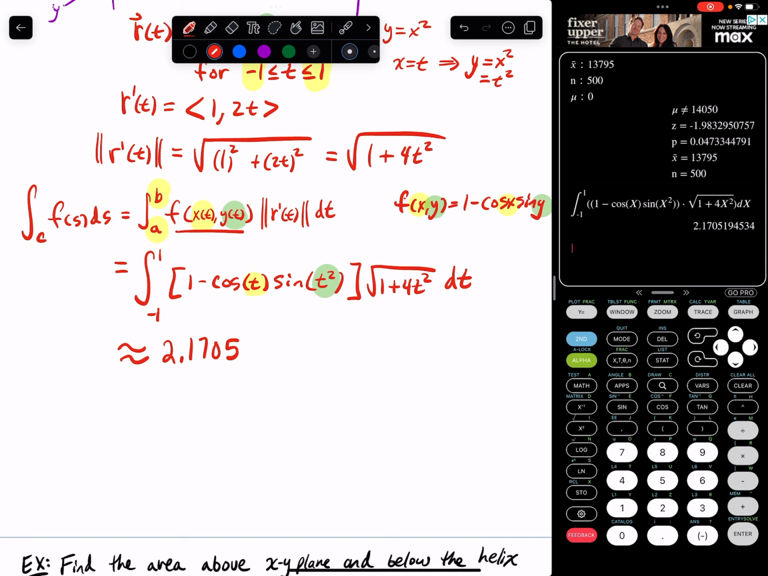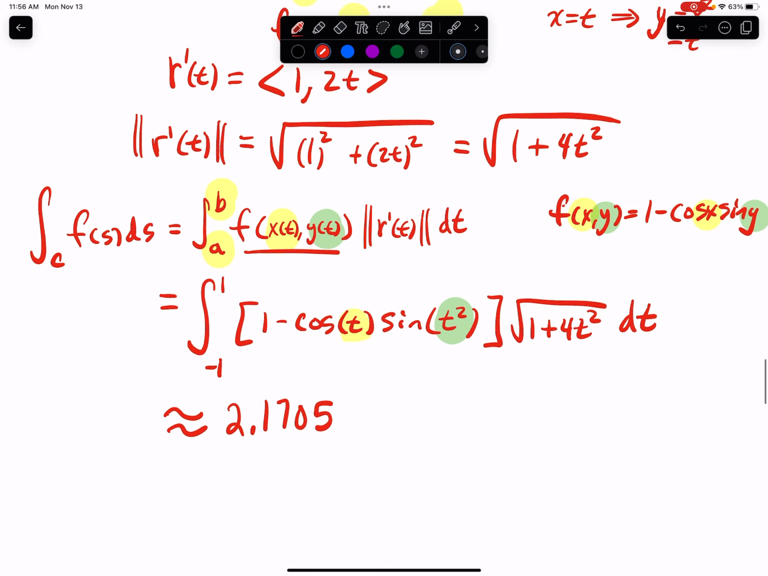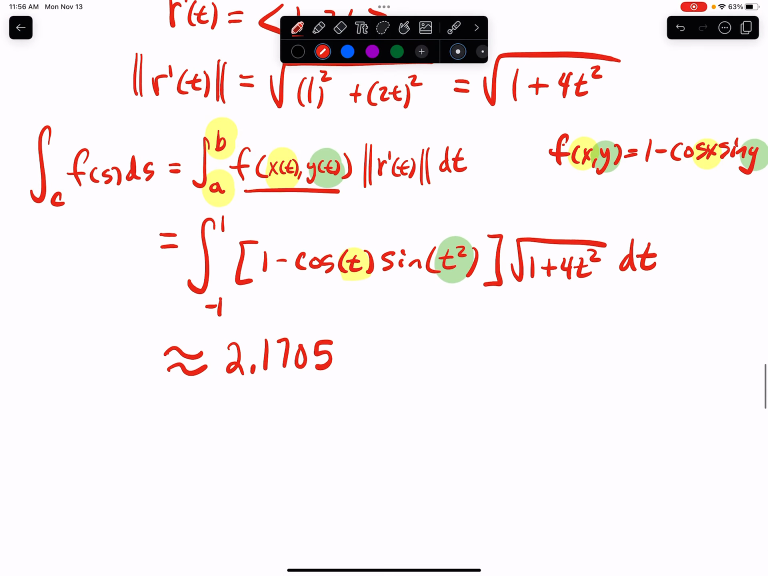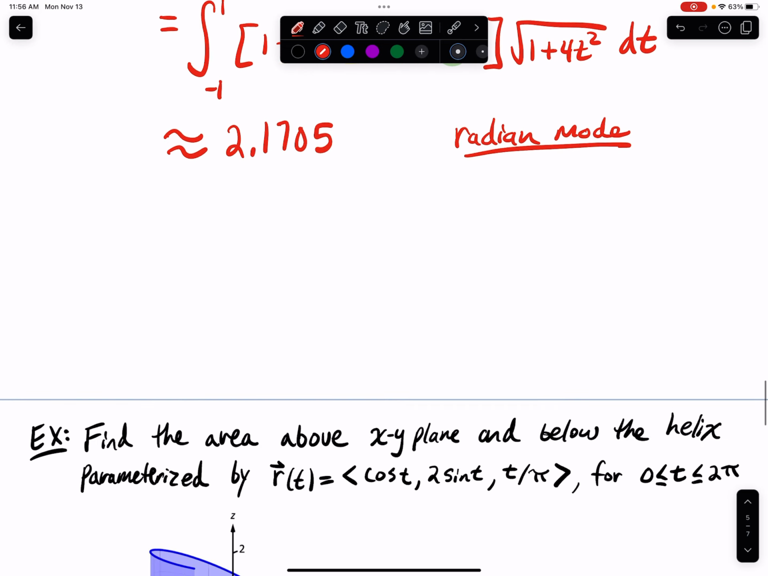And my calculator, if I did it right, got 2.1705. All right, and so that's what I got. So you ought to try it. Make sure you can do it in your calculator too. Make sure you're in radian mode. Okay. Calculus, we use radians. Pre-cal, degrees.